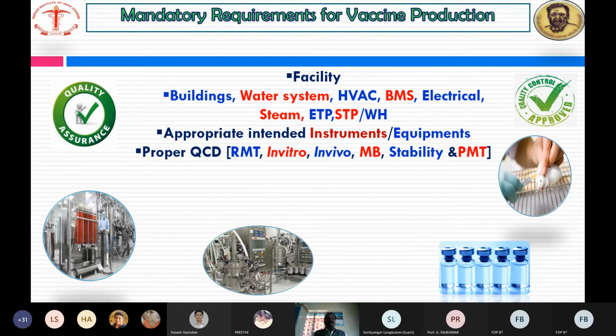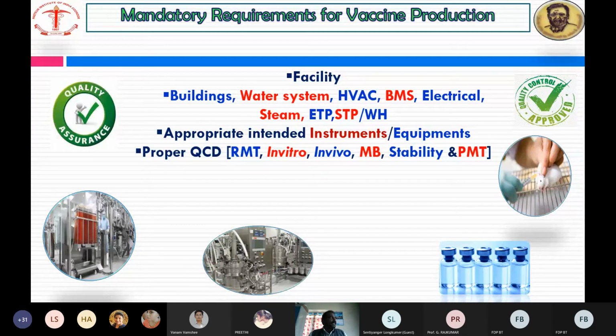Then we need a proper quality control department. These are the facility and the instruments. Then proper QCD, with different departments. One is raw material testing. Each and every raw material should have a specific certificate of analysis and material safety data sheet. Everything ensure that. Then going for the in vitro laboratory.